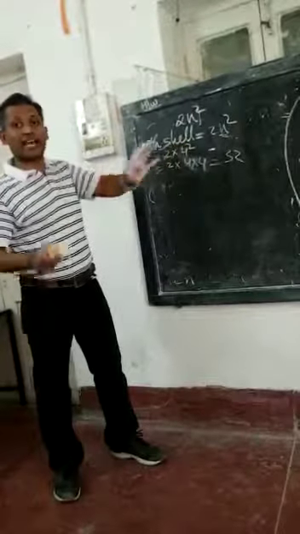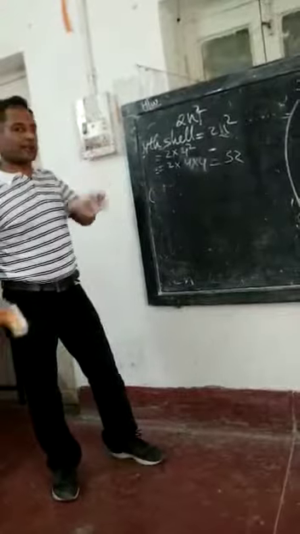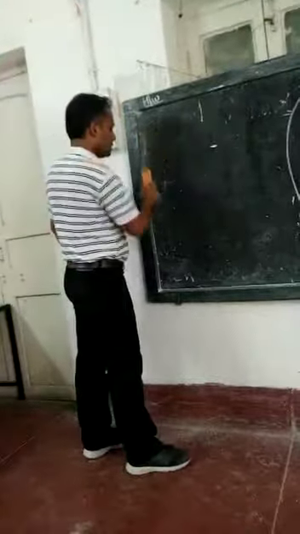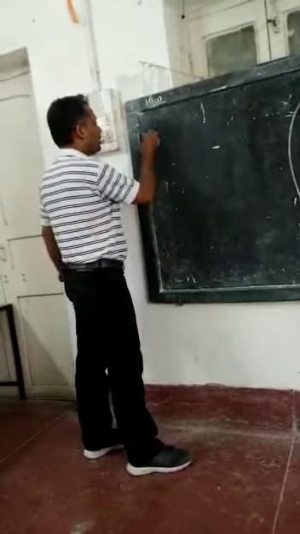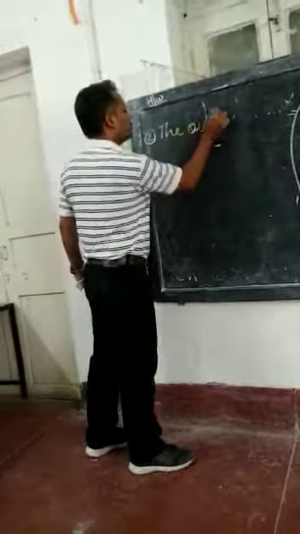The number of electrons which can be present, maximum, in any shell of an atom. That is the first point. Second point is, remember, very important point. Point number 2, the outermost shell.